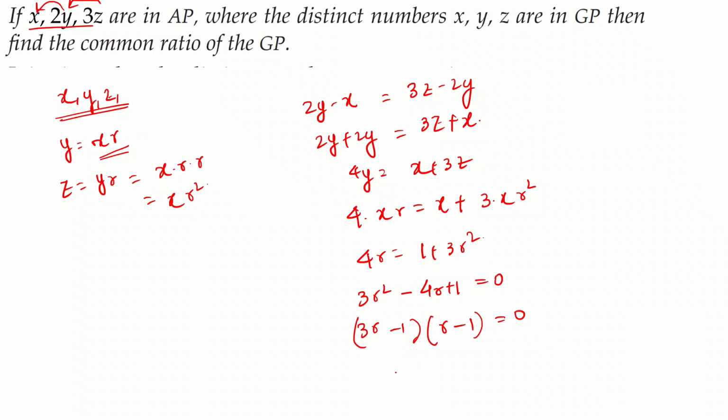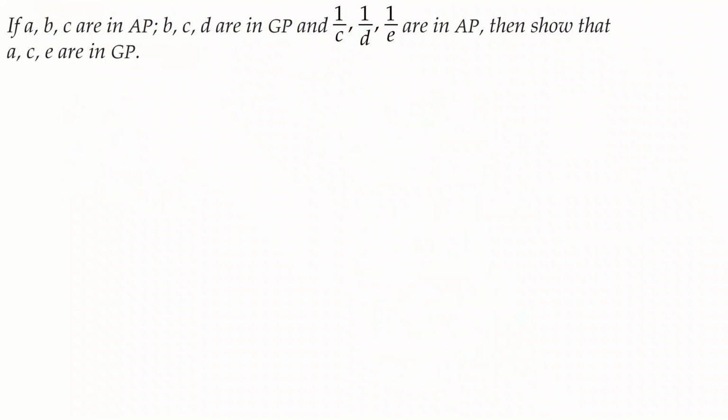So I get two values of r. So 3r minus 1 equal to 0 gives me r equal to 1 by 3, and r minus 1 equal to 0 gives me r is equal to 1. Alright, so I have now two values of r and these are my answer. r is equal to 1 by 3 and r is equal to 1. So the common ratio is found out.